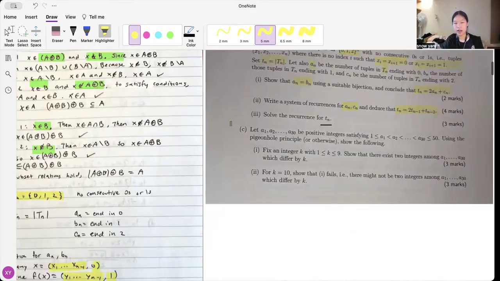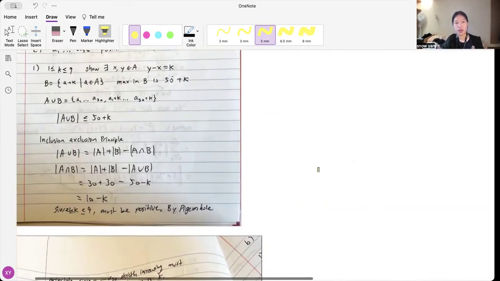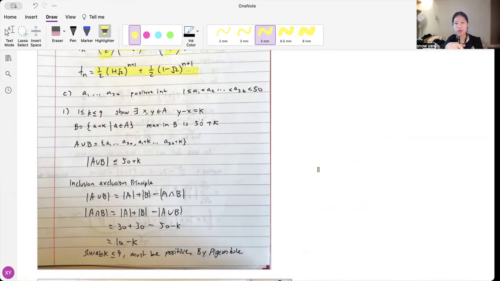For part C, let a1, a2, ..., a30 be positive integers satisfying this thing over here. Using the pigeonhole principle, show the following. Fix an integer k with 1 to 9. Show that there exist two integers among a1 to a30 which differ by k. Okay, so this is just basically establishing the hypothesis and making sure that it works. This is kind of like one of the slide questions that we did.